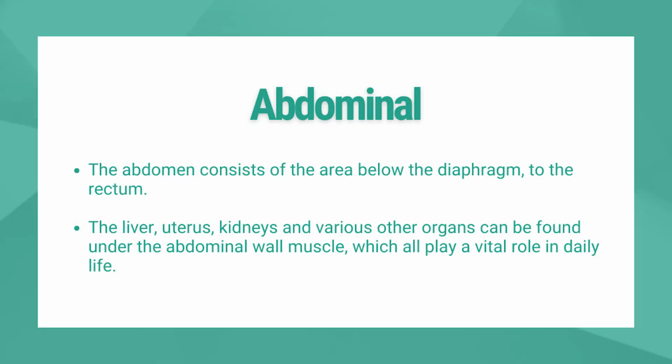The abdomen consists of the area below the diaphragm to the rectum. The liver, uterus, kidneys and various other organs can be found under the abdominal wall muscle, which all play a vital role in the daily life.